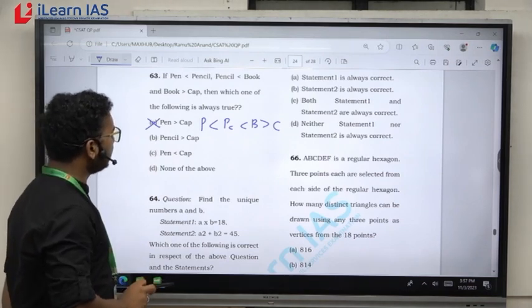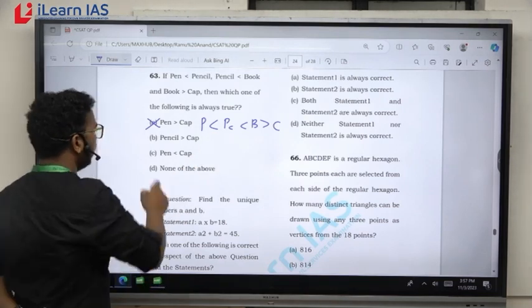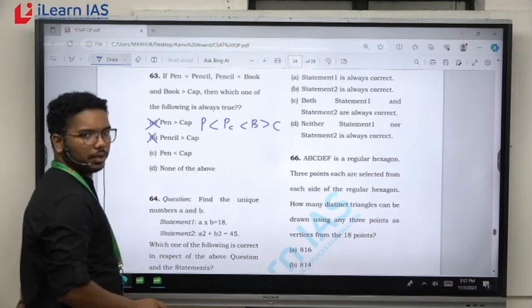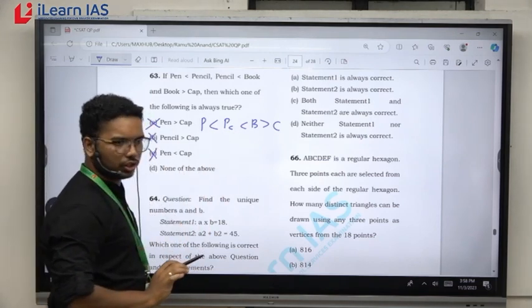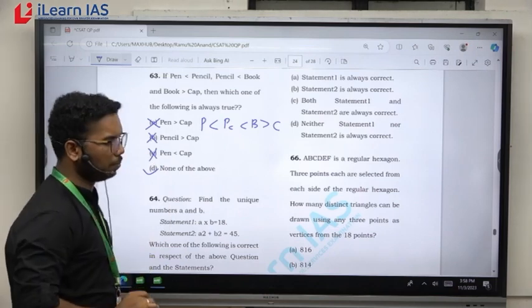Now pencil greater than cap പറയാൻ പറ്റുമോ? No, because the inequality has changed. Pen less than cap എന്ന് പറയാൻ പറ്റുമോ? No, because we can't establish a relation between pen and cap. Answer is none of the above.